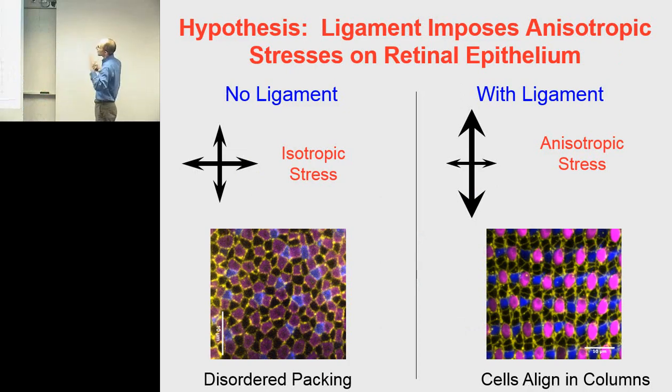And our idea was that maybe this can contribute to lining up the cells nicely into columns. So the idea would be that with isotropic stresses, no ligament, you get something like this, not very ordered. But with anisotropic stresses, the cells have a clear signal that tells them the columns go this way, and so they know how to make themselves into columns.